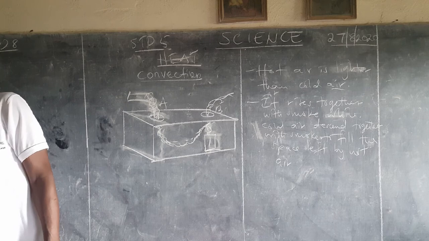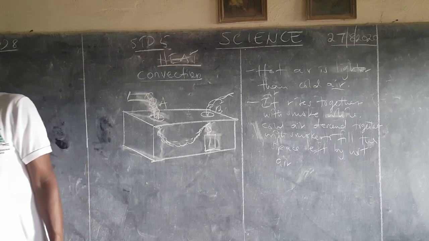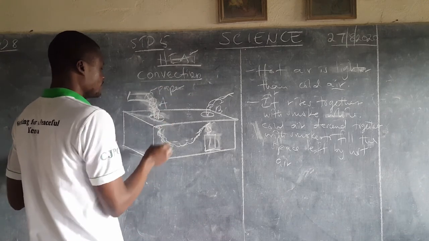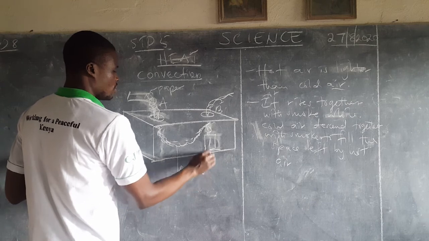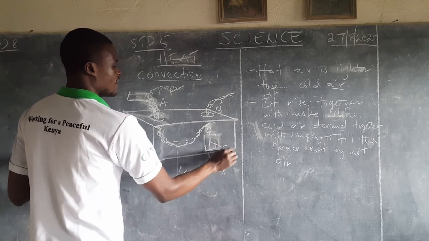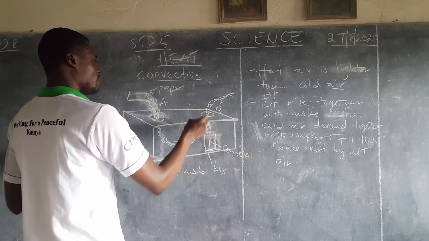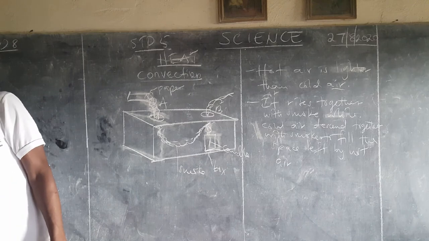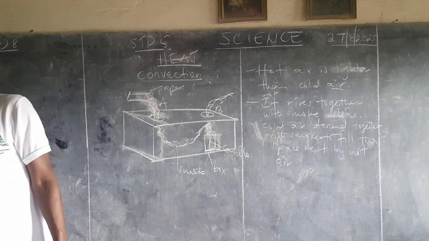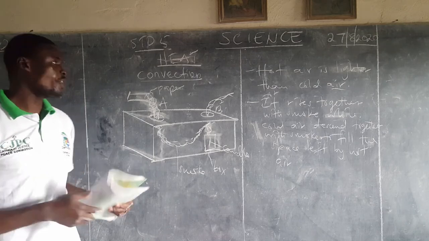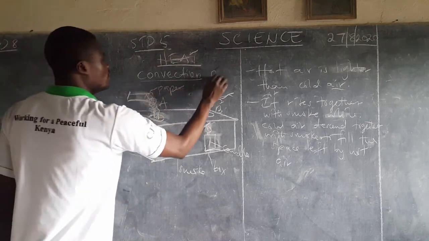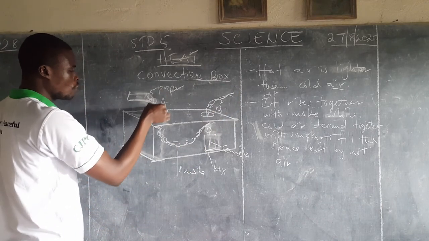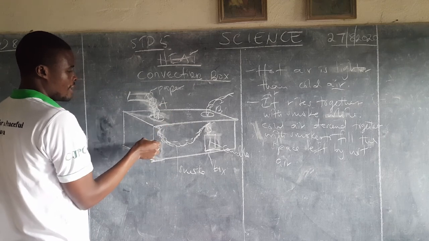So the burning paper, we can use a burning roll of paper, then this is smoke, this is a box, this is a candle, and then this is hole B, this is hole A. So if you ask a question, the burning roll of paper produces smoke that goes through opening A into the convection box. So this is called a convection box. The burning paper produces smoke that goes through hole A in the box.